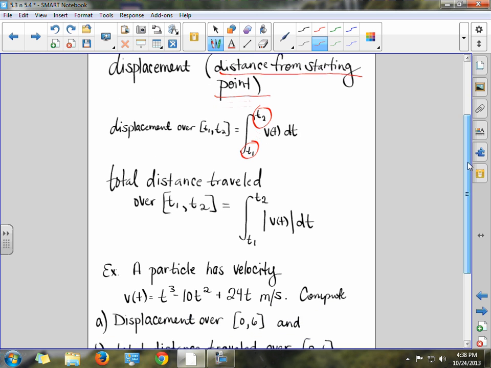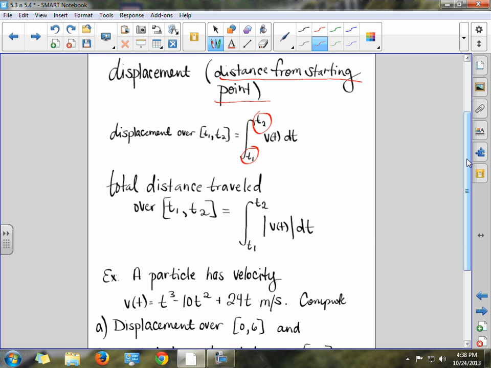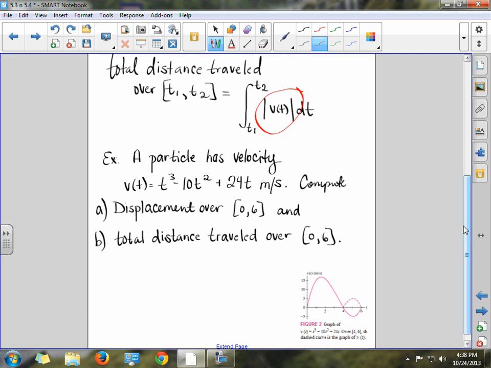Now, sometimes you don't want to know how far you were from T1. You want to know your total distance that you traveled, whether it be positive or negative. And when they ask for total distance traveled, you have to look at the integral of the absolute value, because you don't want the negative areas to be negative. You want to account for all the area. So let's look at an example.